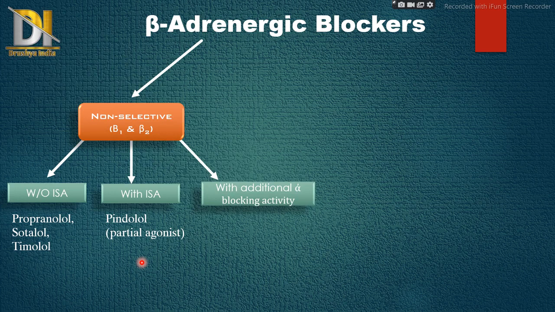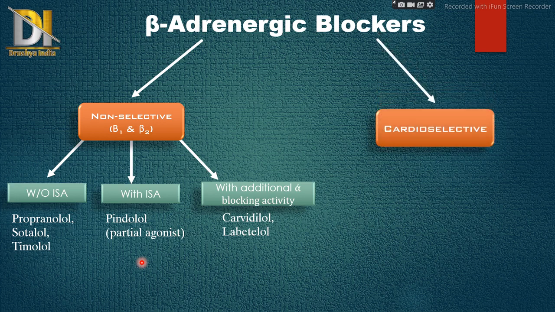Third class comes, that is even though it blocks beta receptor, but additionally it has one activity, that it also blocks alpha receptors, in which the drugs are carvedilol and labetalol. Now this three class was from non-selective. Now we will see about cardioselective, which means mainly on beta 1 receptor.